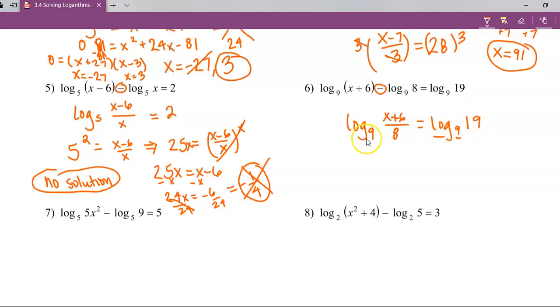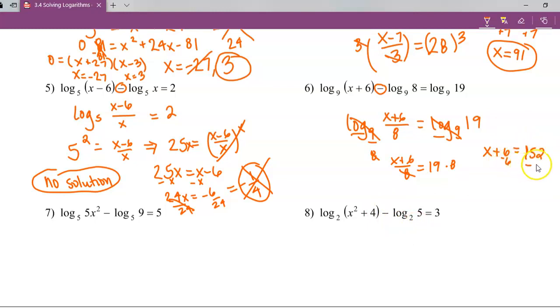So again, we have a log base 9 on both sides, which means I can cross them out. But be careful, watch that. If this one doesn't have a log on it, I can't just set this equal to this, right? Only if they both have a log of the same base. So x plus 6 over 8 equals 19. Let's multiply both sides by 8, so that will cancel, which gives me x plus 6 equals 19 times 8, which is 152.